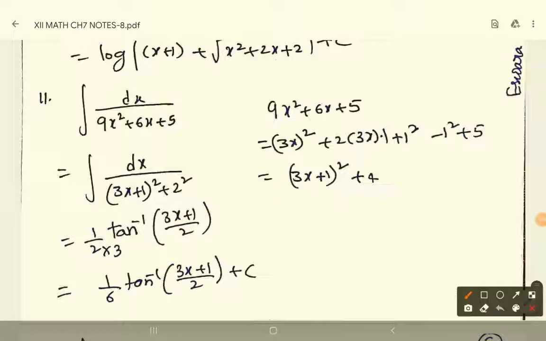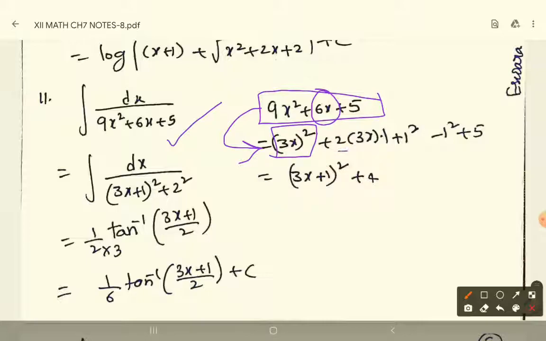Here, 9x square plus 6x plus 5 is given. Take the quadratic expression; since the middle term exists, I just do the completing square method here. So (3x) whole square plus 2 into 3x. If it is only x square, I write 2 into x into 1 or 2 like that, depending on the middle term. But here what is there?